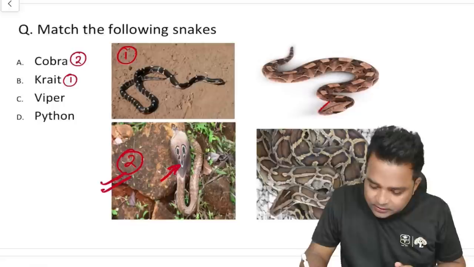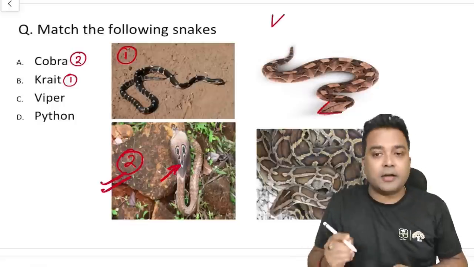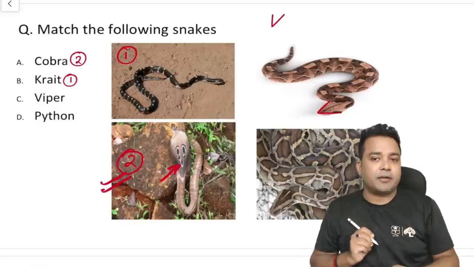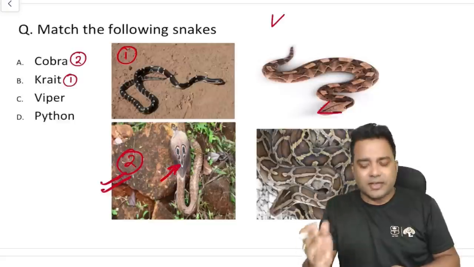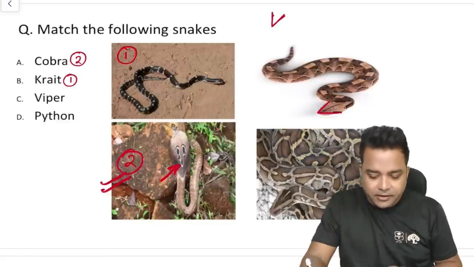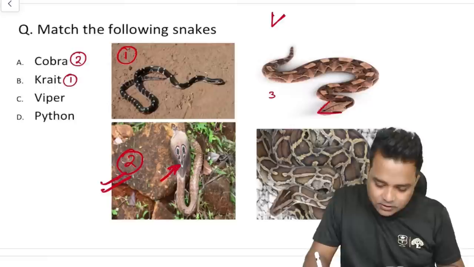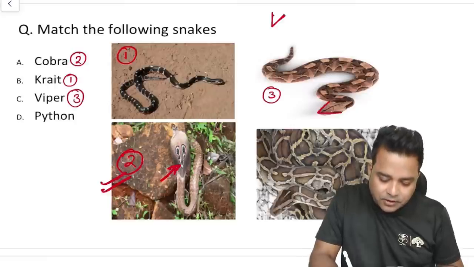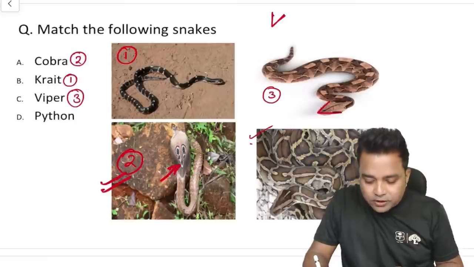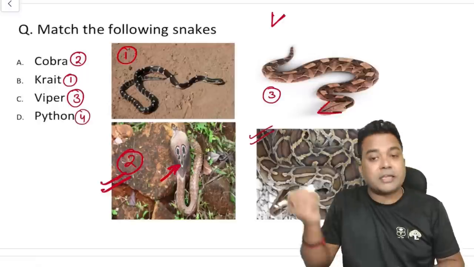Then vipers start with the V alphabet, and always you will see a V shape head, which is also referred to as triangular. Instead of triangular, remember V shape head. V for vipers. So yes, image number 3 goes with vipers. And by exclusion, image number 4 was going with python.